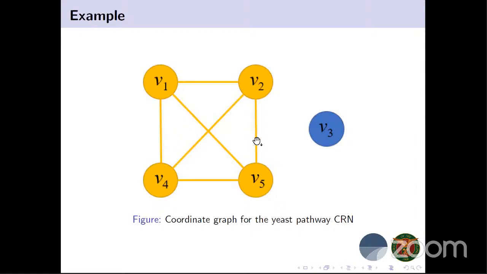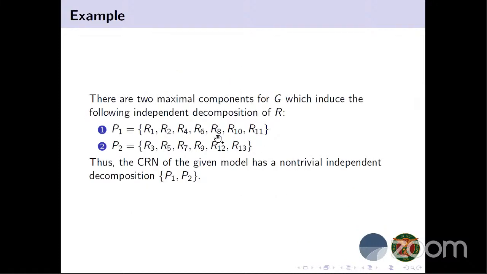There are two components, and from this method, we can get the following. There are two maximal components of G, which induce the following independent decomposition of R. We have P1 and P2. This would be the partition of R for us to get an independent decomposition. So thus, the CRN of the given model has a non-trivial independent decomposition given by this partition.